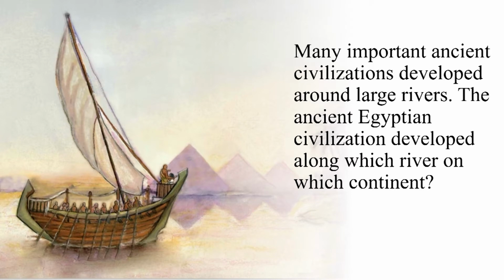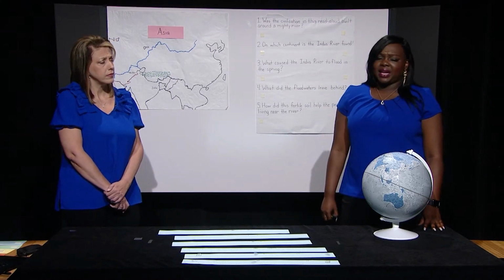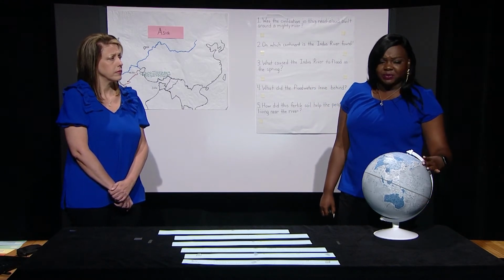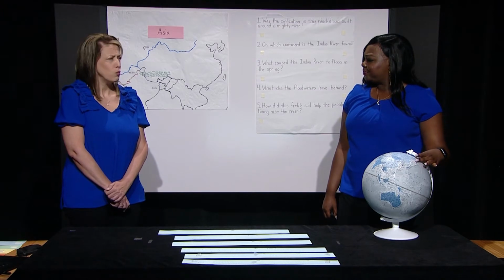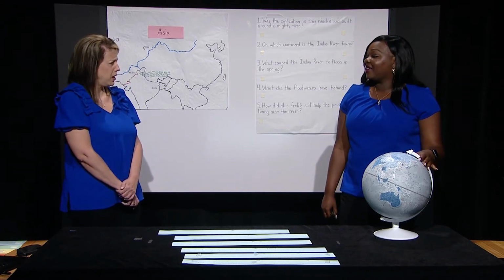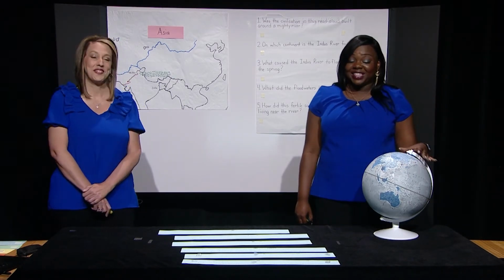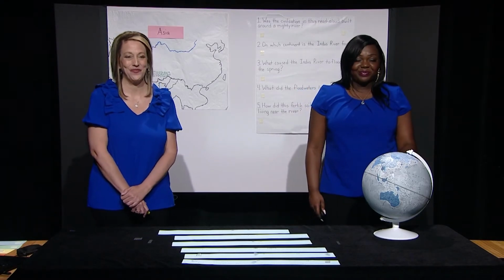Look at this photo. Many important ancient civilizations were developed around large rivers. These rivers were very important to the ancient civilizations because they assisted with transportation, irrigation, and food. Do you know which river and which continent the Egyptian civilization belonged to? Was it the Nile River and the continent of Africa? Absolutely. That was a very good answer.